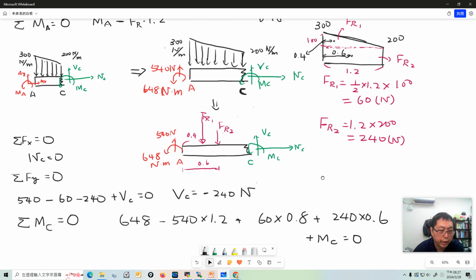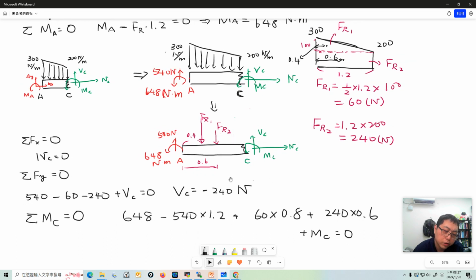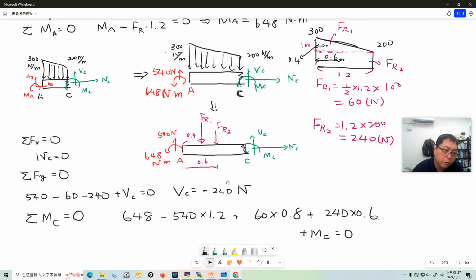I think this will get the answer, but my question is if you choose reference point A or reference point C, they should have the same answer. But why didn't I get the same answer? Well, anyway, let's figure this out. Okay, MC, it cancels out. So it becomes minus 190 Newton times meter.